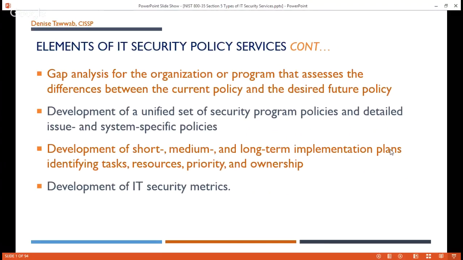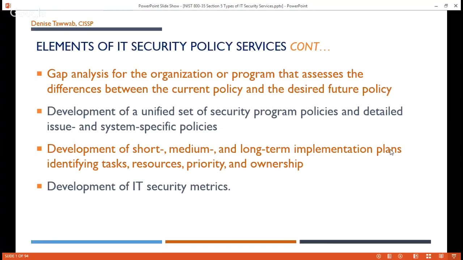IT security policy services can also include a gap analysis for your organization or your security program that assesses the differences between your current state and your future state. You know, here's where you are, here's where you want to be, here's the gap, and then again, of course, how you're going to close that gap.